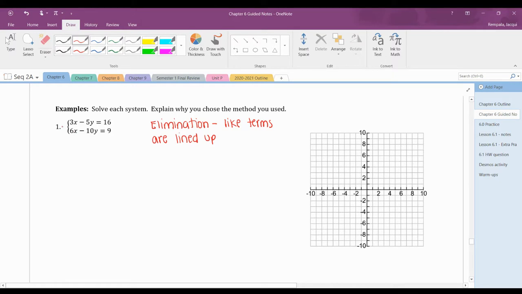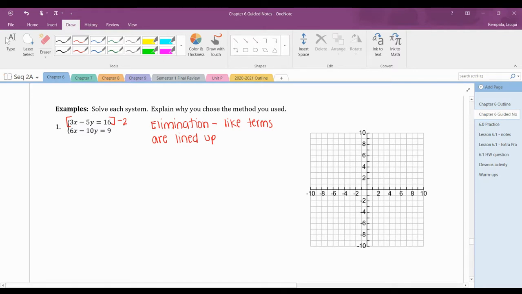So if I look at the x's, remember, I want to try to add these up and have something disappear right away. Well, 3 plus 6, that's not going to turn to 0. If I look at -5 plus -10, that's not going to turn to 0 either. So unfortunately, I can't just add them up right away. But if I look at my smaller number of 3, can I multiply it by something to get the opposite of 6? And my answer is yes. The opposite of 6 is -6. I can multiply 3 by -2. 3 times -2 is -6, and then I'll have my opposites.